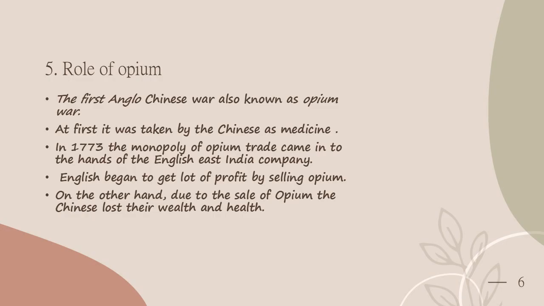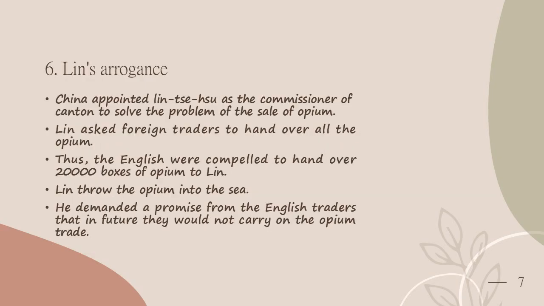Next comes the role of opium. The First Anglo-Chinese War is also known as the Opium War. The sale of opium became prominent in China from the beginning of the 18th century. At first, it was taken by the Chinese as medicine for smoking. In 1773, the monopoly of opium trade came to the hands of the English East India Company. From that time, the English began to get a lot of profit by selling opium. On the other hand, the Chinese lost their wealth and health also. So, a few Chinese called the English the sons of Satan.